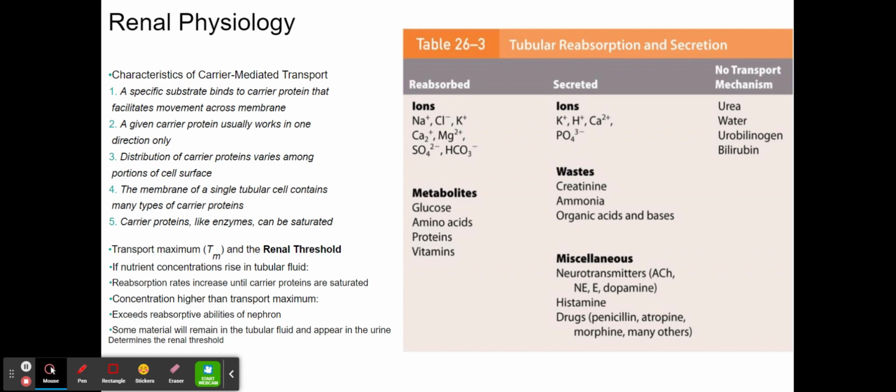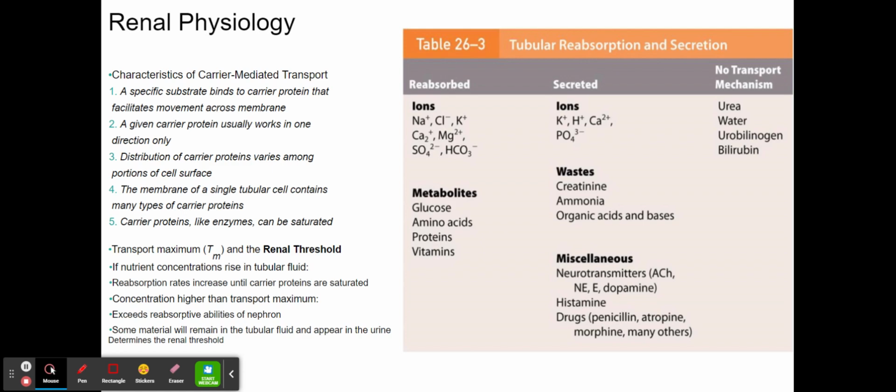4. The membrane of a single tubular cell contains many types of carrier proteins. Each cell can have multiple functions. A cell that reabsorbs one compound can secrete another. And 5. Carrier proteins, like enzymes, can be saturated. Recall that when an enzyme is saturated, further increases in substrate concentration have no effect on the rate of reaction. Likewise, when a carrier protein is saturated, further increases in substrate concentration have no effect on the rate of transport across the membrane.